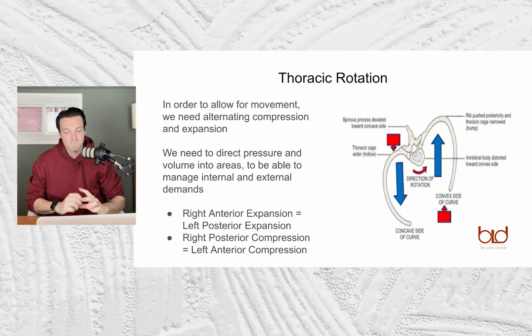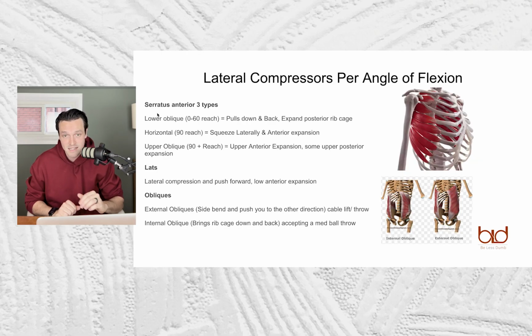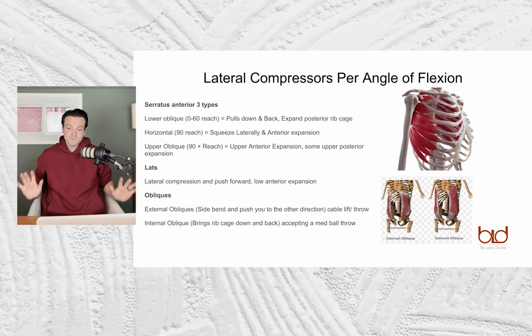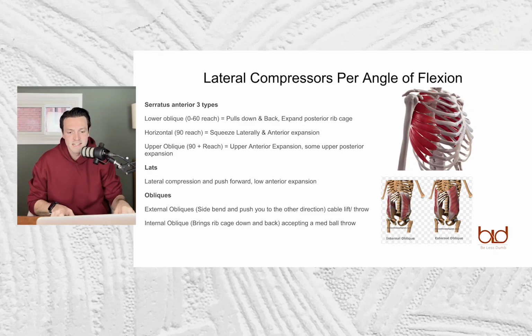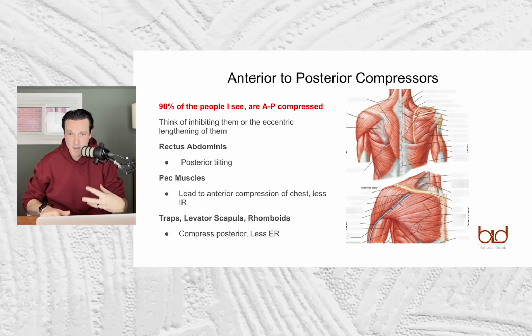Now, that might seem a little bit crazy or a little bit wordy. You'll understand that a lot when I go through all the exercises in a minute. But let's just remember that one more time. So in order to allow for movement, we need alternating compression and expansion. Okay, so this is one of the cheat sheets, I think. It's a little bit difficult, and you might not totally be able to visualize it in your head straight away, but as we go through all the exercises, you should be able to see what I'm talking about.